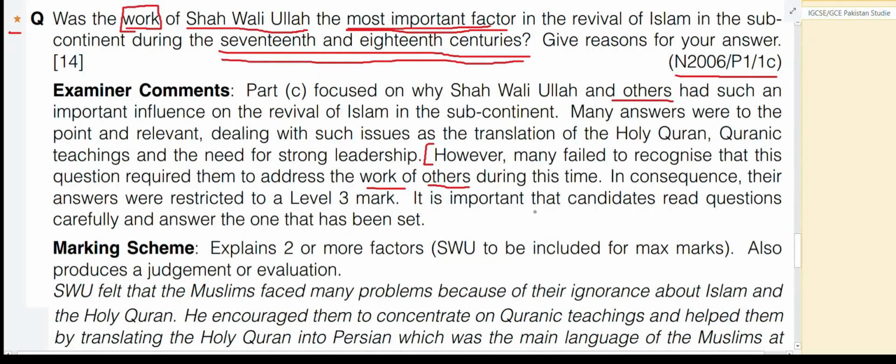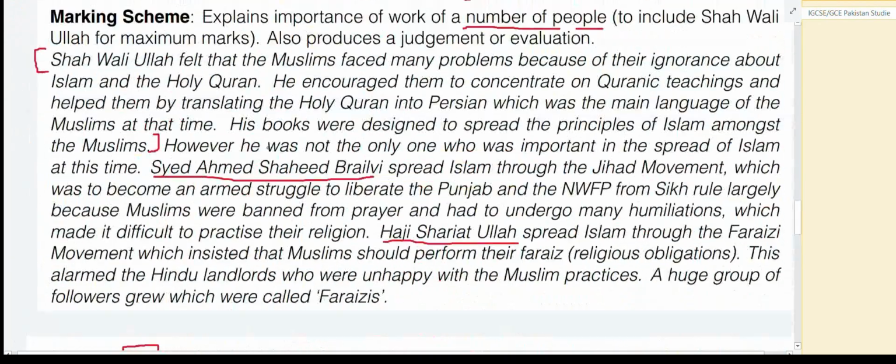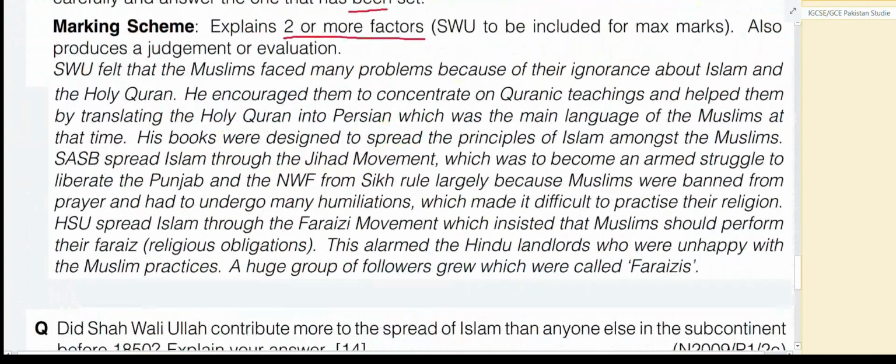It is important that candidates read questions carefully and answer the one that has been set. The marking scheme explains two or more factors, Shah Waliullah to be included for maximum marks, and also produces a judgment or evaluation. The marking scheme is the same, right? So no need to read again.